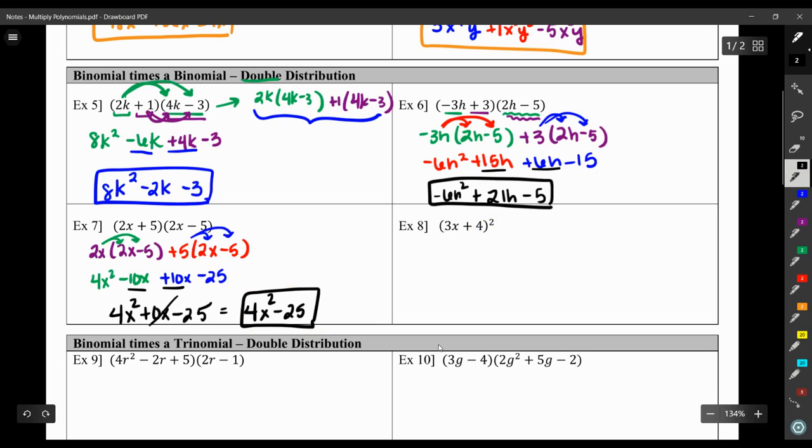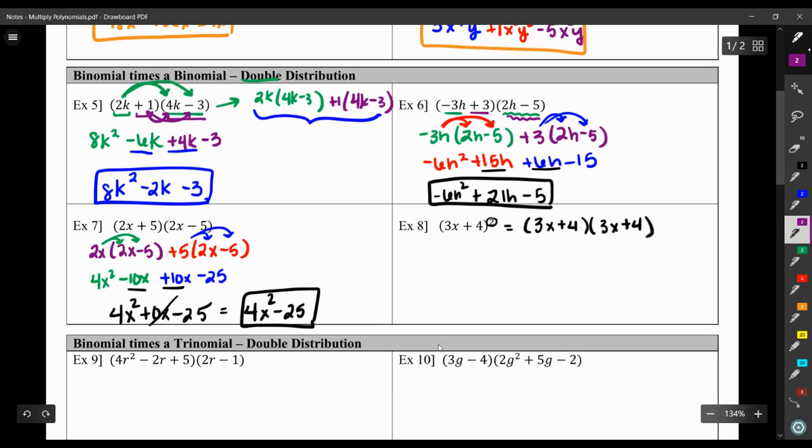Think about what it means to actually square something. When you square something, you take that thing times itself. So we really have something that looks more like 5 and 6. We have the same thing multiplied to itself. Now that we have spread apart that outside square, we can do the multiplication like we've done before.